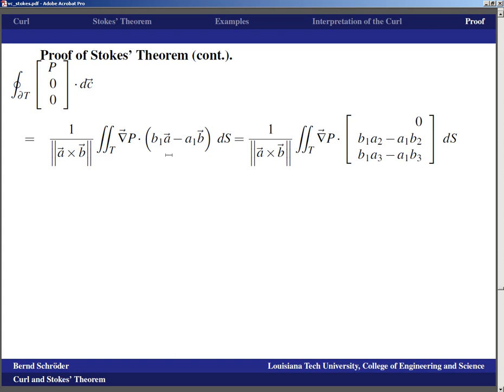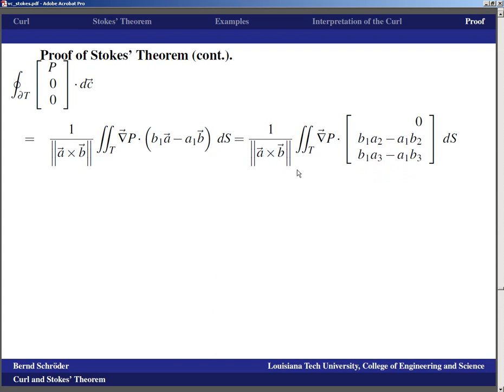So we keep the 1 over the norm of A cross B, double integral over the triangle, gradient P dot. Well, if we look at the first component, it is B1A1 minus A1B1, so that is 0. Great. The second component is B1A2 minus A1B2, and the third component is B1A3 minus A1B3. That starts looking like a cross product. And in fact, that is what I want to have. I want this to ultimately turn into a cross product of A cross B. Let's see if we can finagle that.